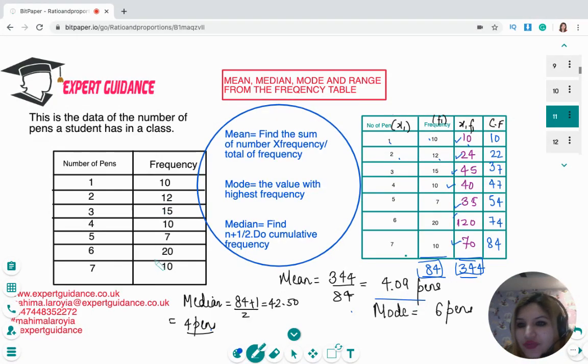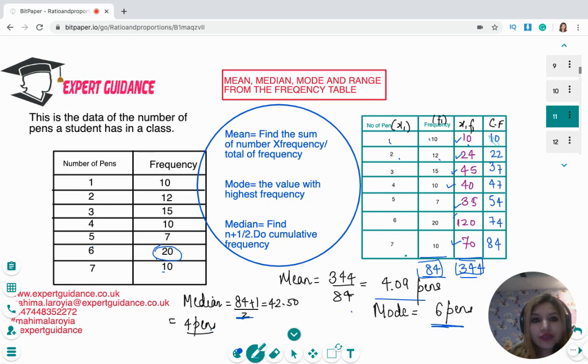Now, the highest frequency I can see is 20, which is for 6 pence. So the mode is 6 pence. Now, for the median, what is the total frequency? It means I have a total of 84 data values. So 84 plus 1 divided by 2 is 42.5. So I need to see where my 42nd and 43rd terms lie.